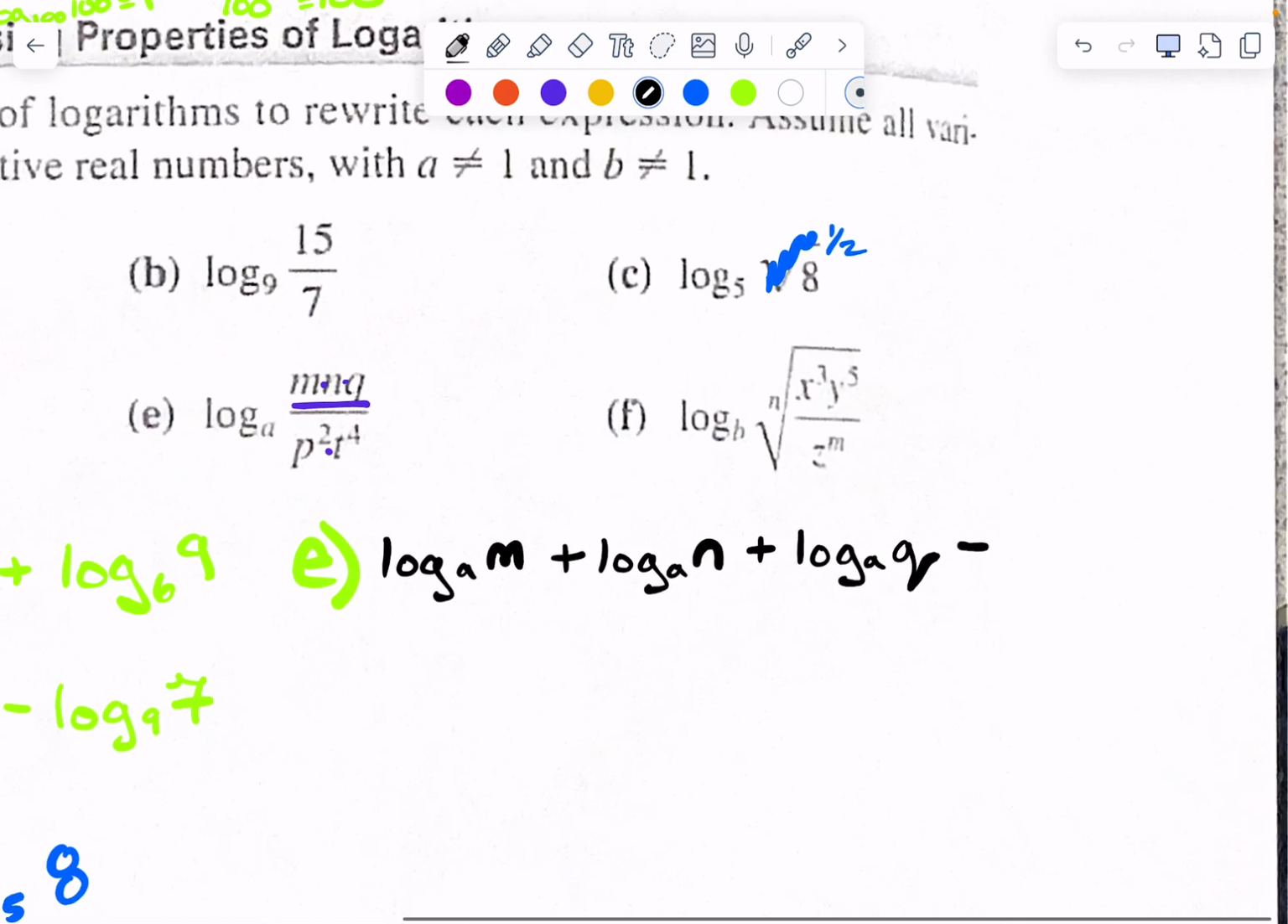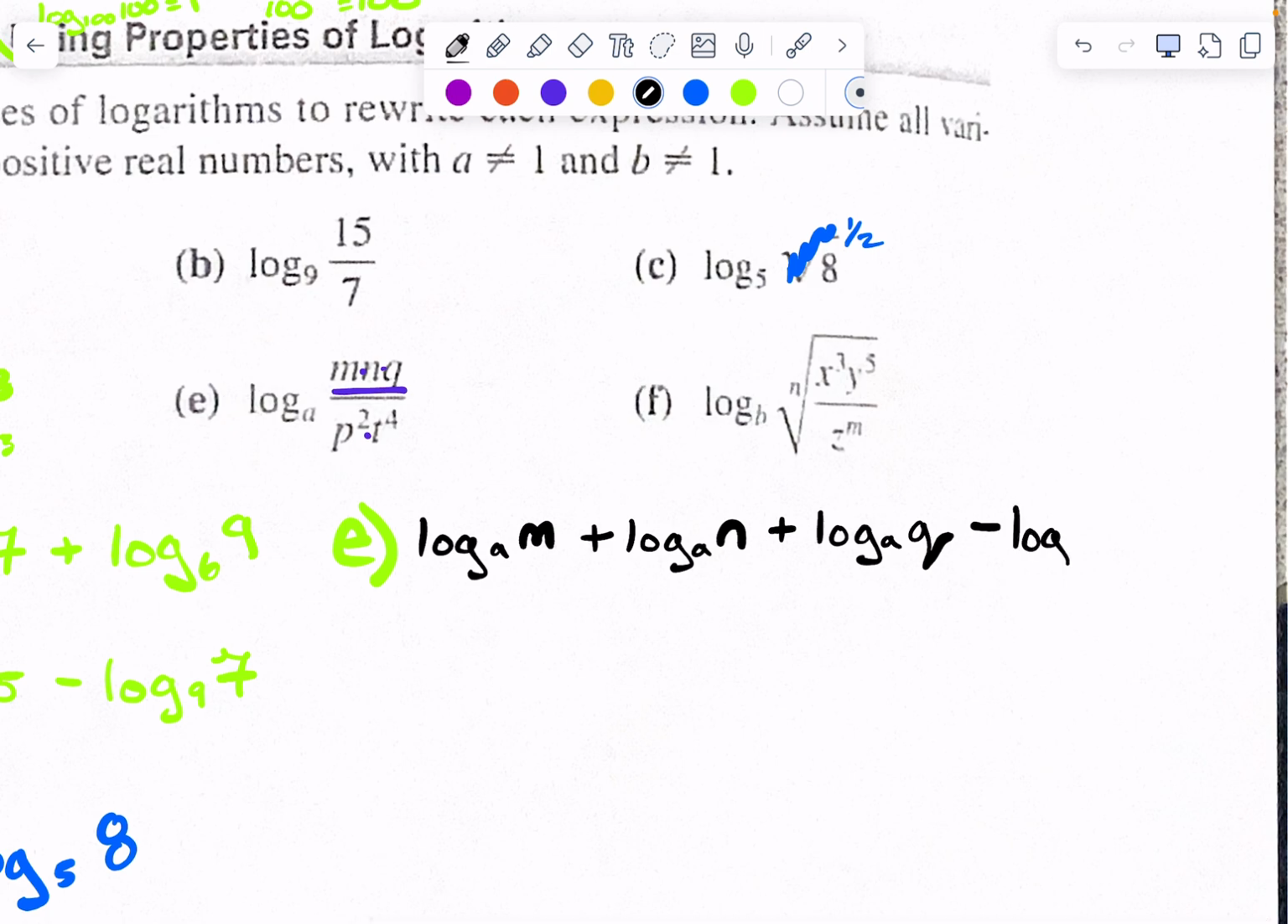Minus log base A of P. Put the 2 in the front. P squared, right? But we want to put the 2 in the front, so I'm going to put 2 here, and I'm going to not put the 2 there. Can I do that? That's all in one shot.